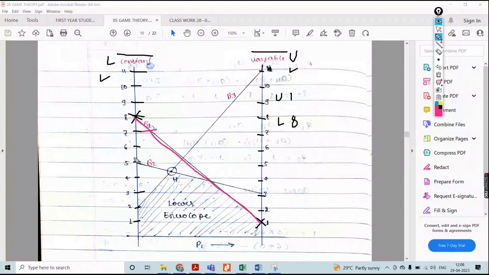Got my point? Then the second one is 3 and 5. Because whatever payoff matrix they have given, you can concentrate on that. Between these two points, 3 and 5, you have to draw a line. Then you will get B2.